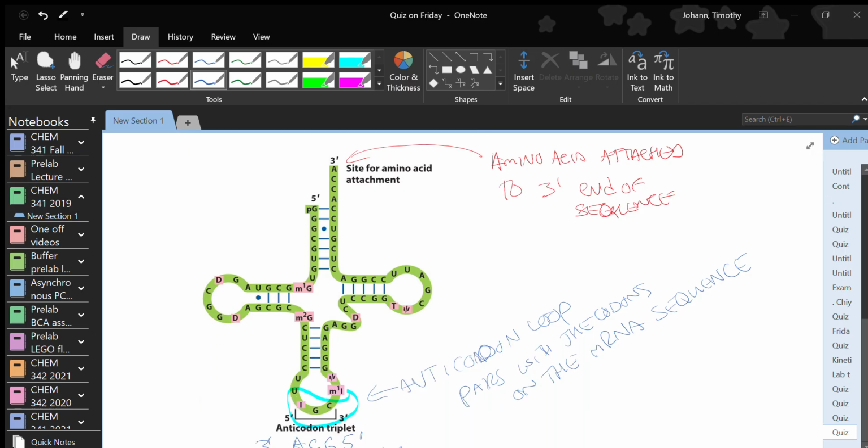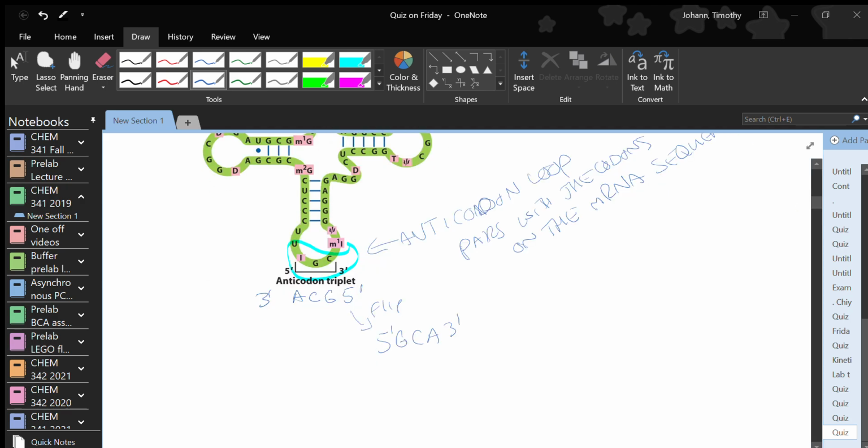What was that? Which one is the codon sequence and which one is the anticodon? This is the codon sequence. It's the same sequence. It's just written backwards because it's anti-parallel with the anticodon, the way the anticodon is drawn on this figure. Does that make sense? So they're the same sequence.